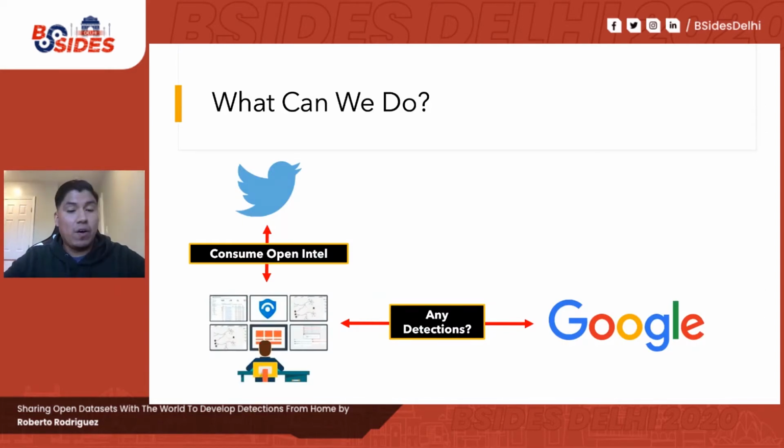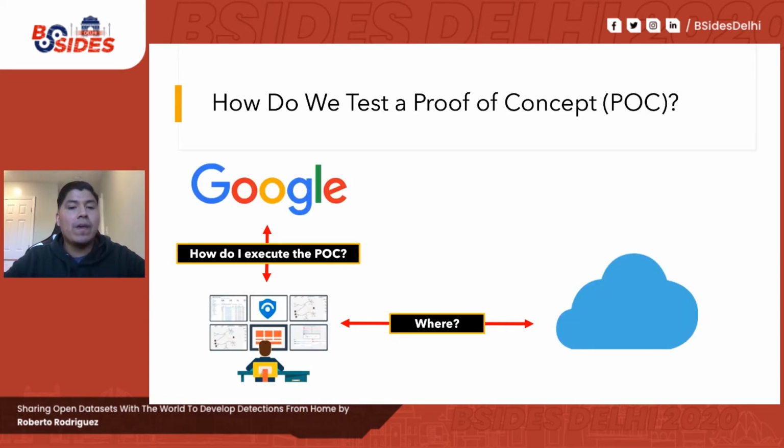So what can we do, right? First, we consume that open intelligence, and the first thing we do is try to Google whether there are any detections out there. Has anybody even written an article or shared a detection rule? And then at the end, of course, you start thinking, okay, if there is not much out there, can I actually do it myself? Can I start replicating this? And that's when you start Googling also whether there is a POC available.